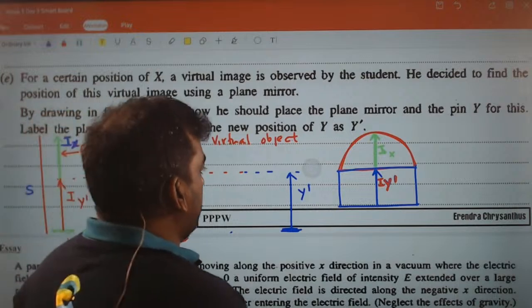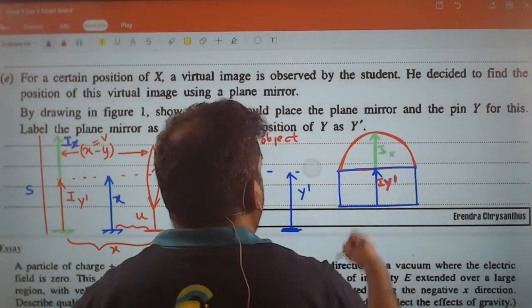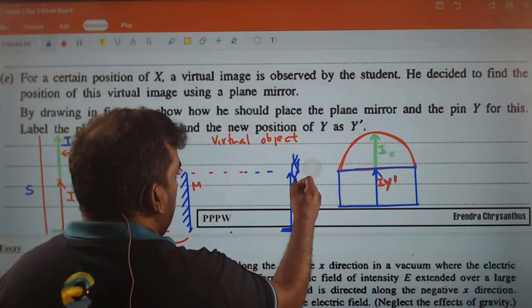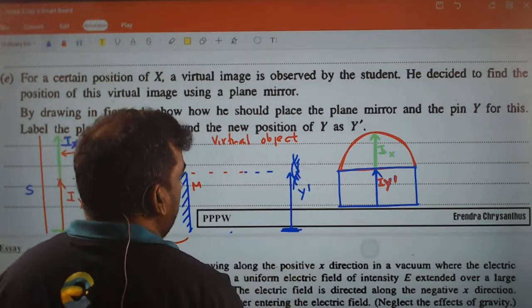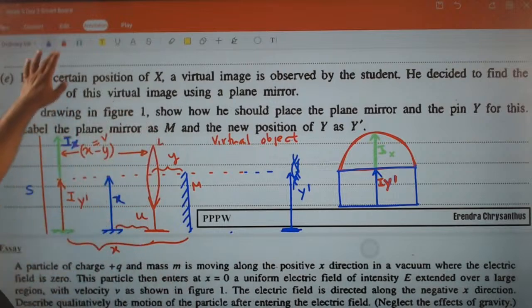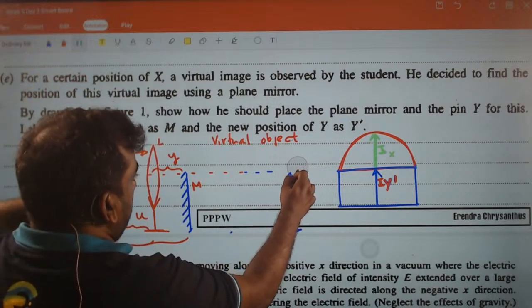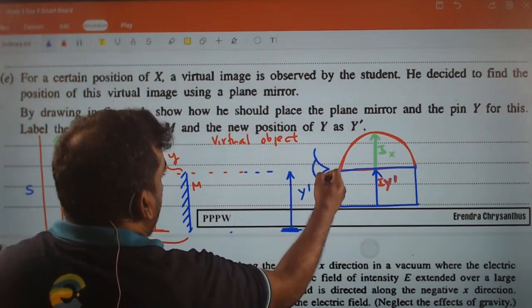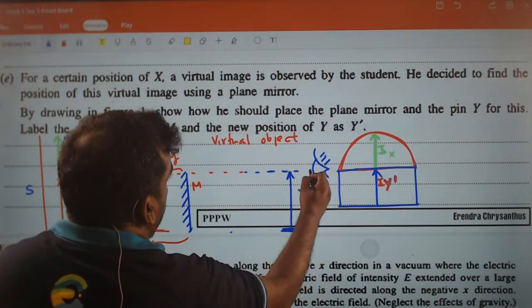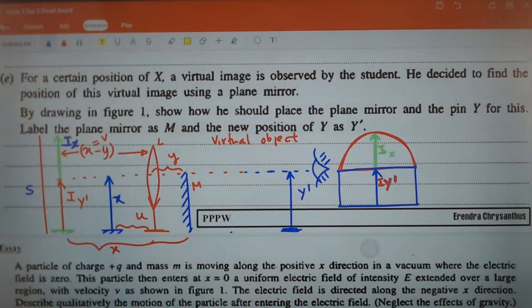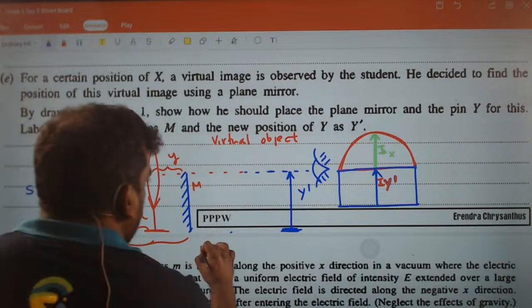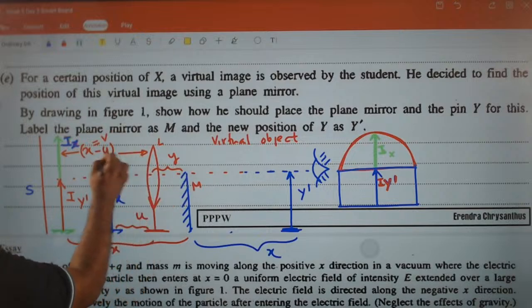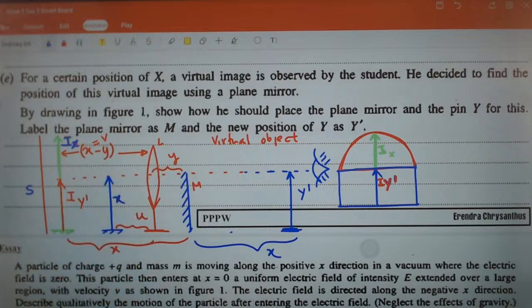What am I seeing here? Image of y dash, image of x. I move the eye in the lateral direction. Clear? Move the eye in the lateral direction so that there is no relative motion. So from here to here it's x. This is also x. If this is y, x minus y is image distance.